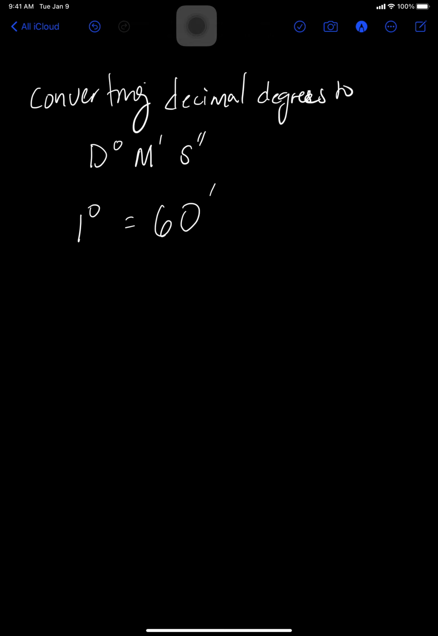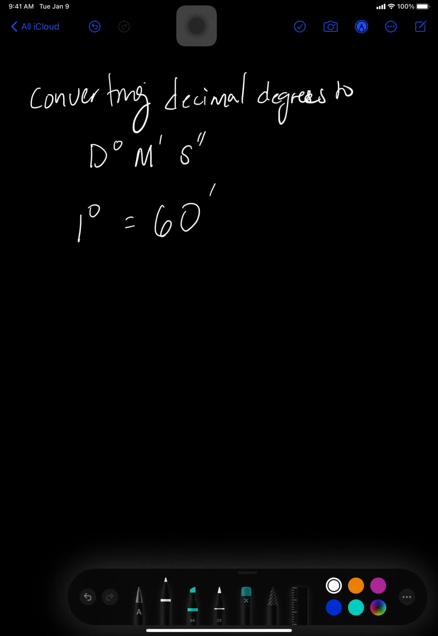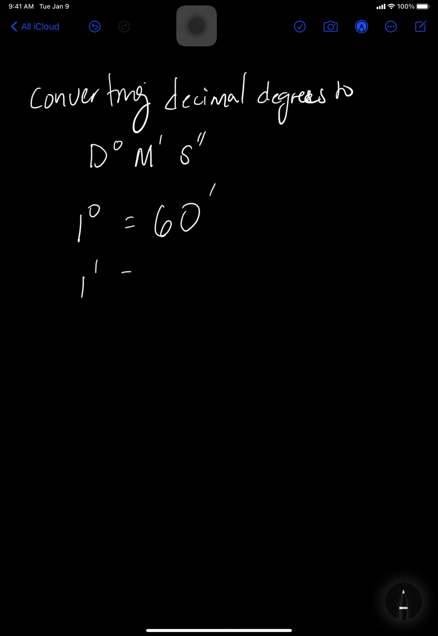All right. So the first thing that you have to remember is that 1 degree is the same as 60 minutes, and 1 minute is the same as 60 seconds. Once you have that in mind, it actually is not that hard to convert between the two.